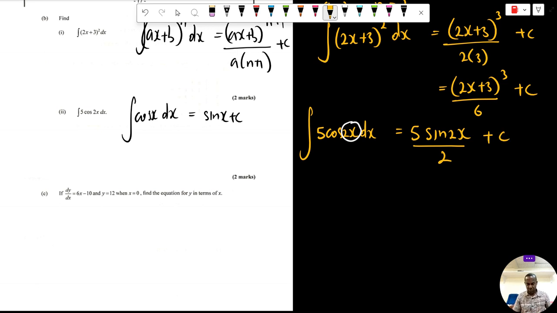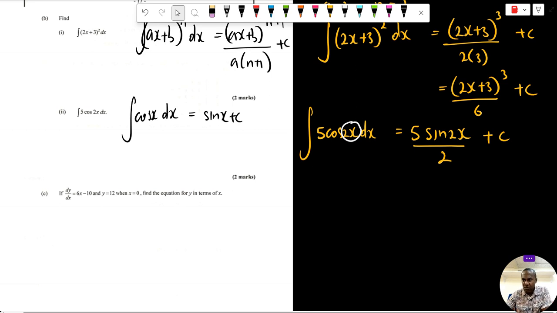When we differentiate a composite trig function, we normally multiply by the derivative or multiply by that number. But in this case, we're integrating rather, and we divide by 2. So the integral of 5 cos 2x is 5 sin 2x over 2 plus the integration constant c.